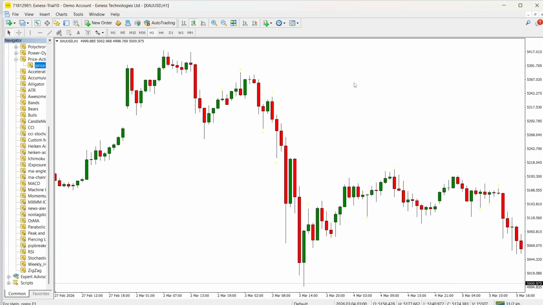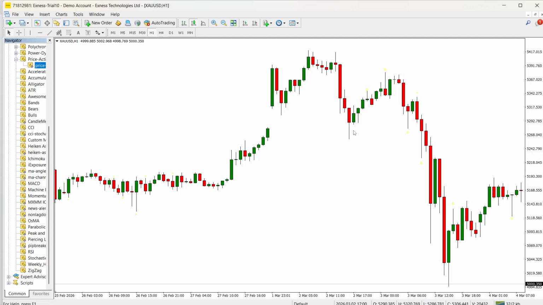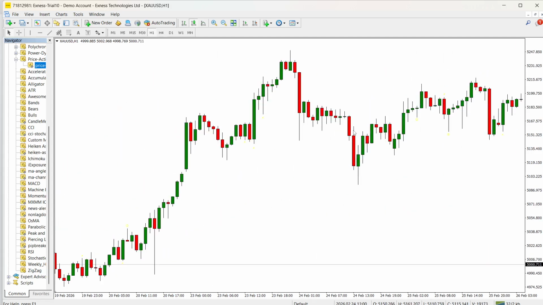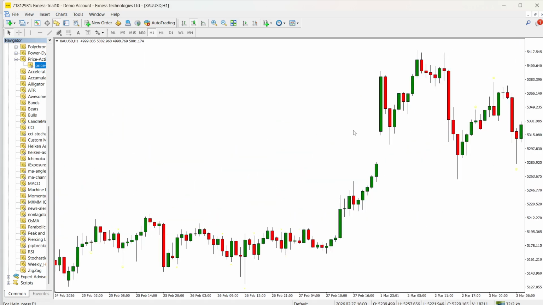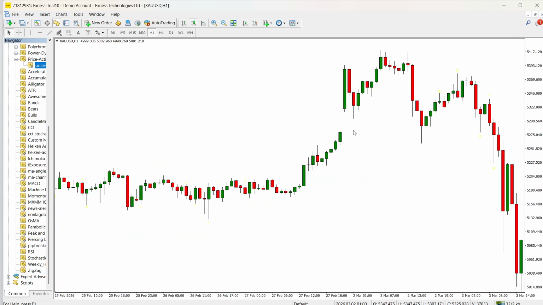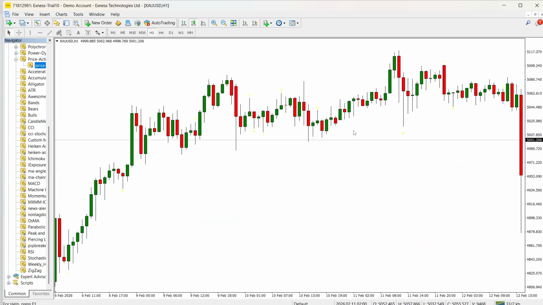So, who's this indicator for? This indicator suits price action traders who want automated detection of key chart formations without manually scanning every candle. It works across any pair and time frame on MT4. It is a visual detection tool only. It does not execute trades.